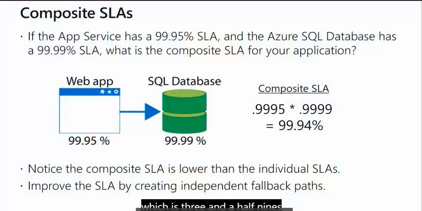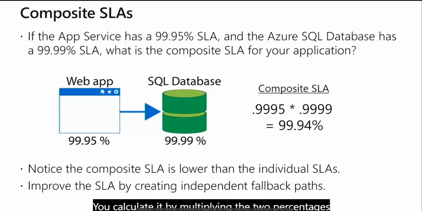As of the writing of this slide, we had an SLA for App Services, which is 3.5 nines, and Azure SQL Database had 4 nines. How do you calculate what the actual service level agreement is? You calculate it by multiplying the two percentages together, and you come up with what's called a composite SLA. It is always going to be lower than the lowest SLA, and the reason is we have to factor in multiple points of failure here.